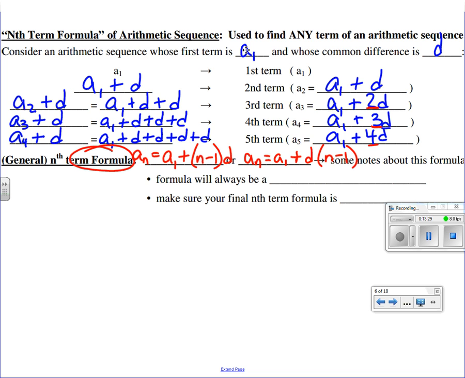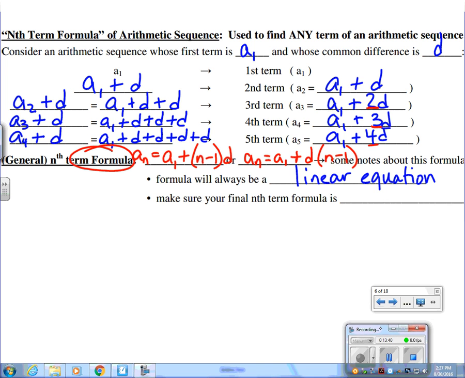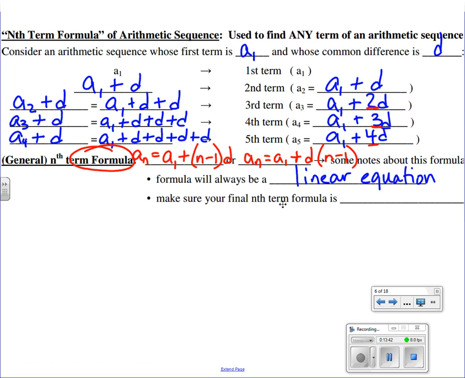All right, this formula will always be a linear equation. That's not important today. It'll be important later. And this is important. Make sure your formula is always completely simplified.